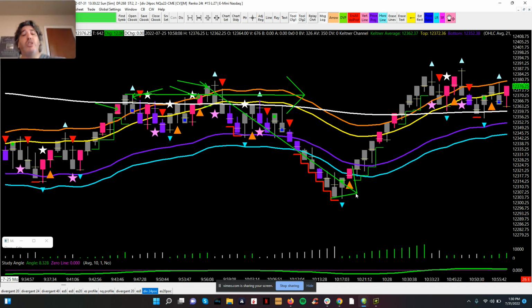So anyways, that's 2 and 3-bar combos. Up next, I'm going to cover specifically the POC over POC trade in NQ, and we'll go from there.